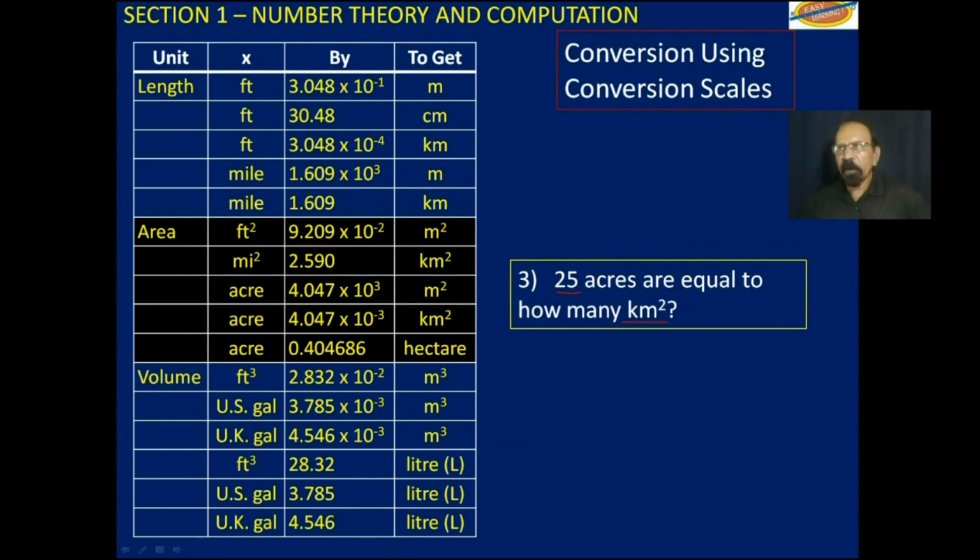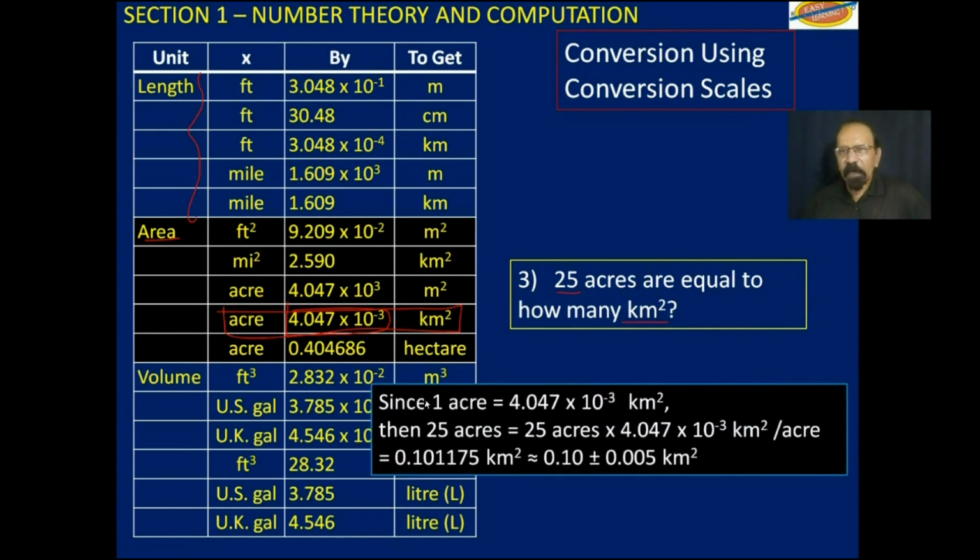Next one, convert 25 acres to square kilometers. Up here we were dealing with linear measurement, length. Now we are dealing with area. We are going from acres to square kilometers. This is our conversion factor. If we are going from acre to square kilometer, we will multiply. If we are going from square kilometer to acre, we will divide by this factor here.